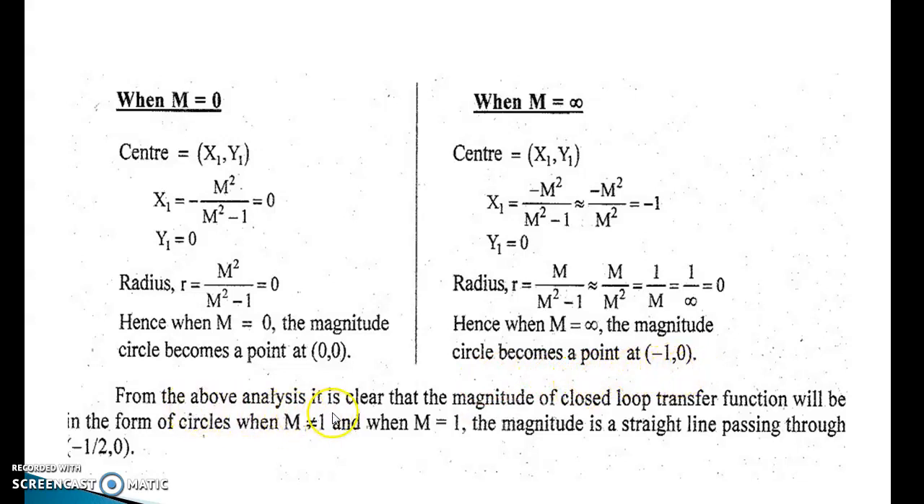From the above analysis, it is clear that the magnitude of the closed loop transfer function will be in the form of circles when m is not equal to 1, and when m is equal to 1, the magnitude is a straight line passing through minus half and 0.